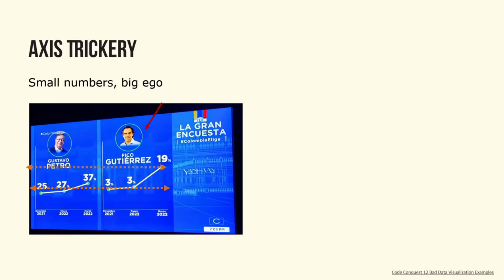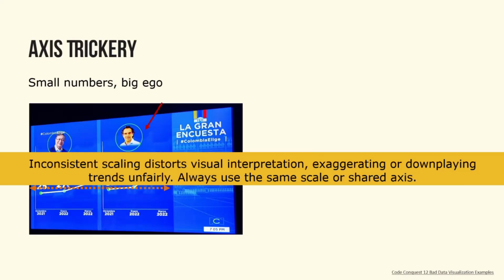That happened because they used different axes to compare those two candidates. And that will give you a first impression. You may even think that Gutierrez is ahead. Whenever we have inconsistent scaling, that will distort the visual interpretation. It may exaggerate or downplay some trends. In this case, it's making one of the candidates look more popular. So when we try to compare something like that, we should always use the same scale, or at least a shared axis.